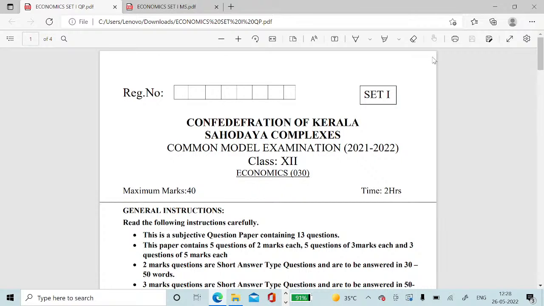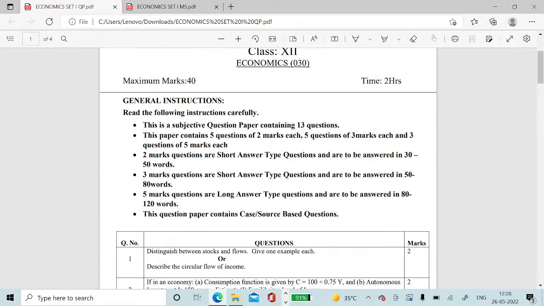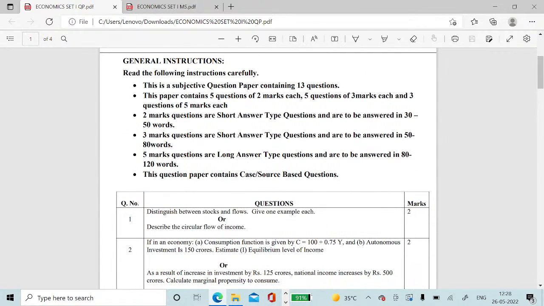आइए आज इकोनॉमिक्स रिवाइज करते हैं। एक क्वेश्चन में उन्होंने हाथ लगाया, मैंने सोचा आपके साथ साझा करना चाहिए। पहला क्वेश्चन, distinguish between stock and flows, give one example of each. Or describe the circular flow of income.